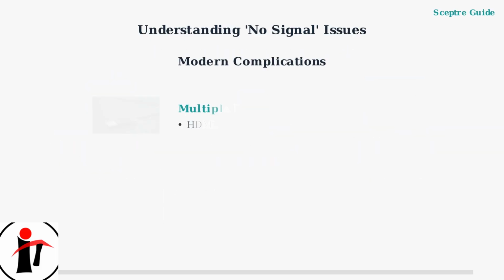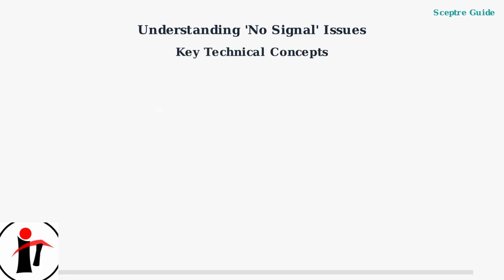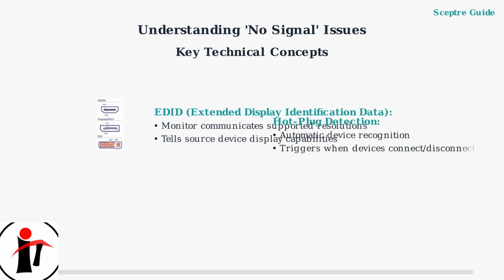Newer Sceptre monitors with multiple input types like HDMI, DisplayPort, and USB-C create more complex signal detection challenges. Additionally, Windows 11 compatibility issues can complicate the display detection process. Understanding key concepts helps with diagnosis. EDID is how your monitor communicates its supported resolutions and refresh rates to your computer. Hot plug detection is the automatic recognition that occurs when devices are connected or disconnected.